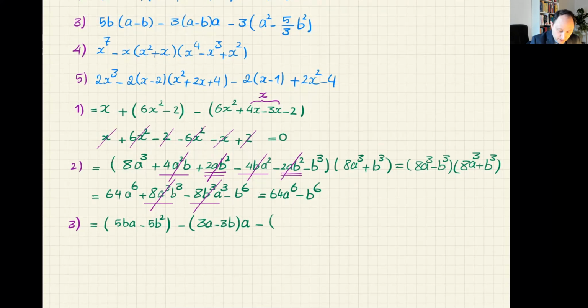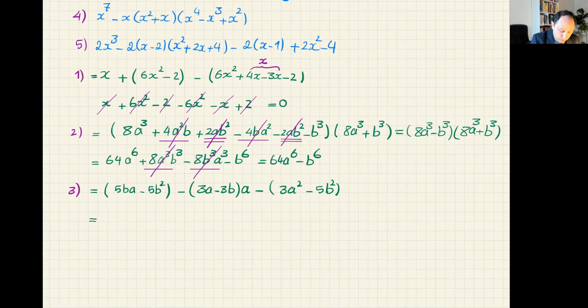I open a pair of brackets, so it becomes 3a squared. But let me do this in my head. I'm supposed to multiply 3 here. So I have to multiply 3 by 5 over 3. Of course, this 3 and this 3 will be canceled. I am left with 5. But the sign is negative, so it becomes minus 5b squared. Okay?